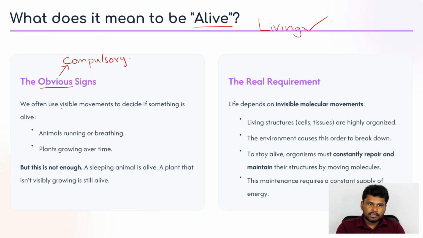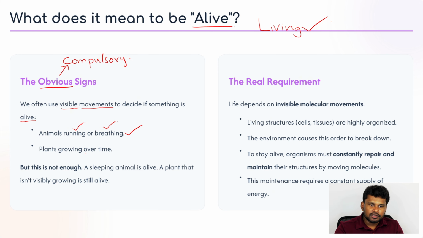We often see visible movements to decide if something is alive. So to say something is alive, we need visible movements, right? Next, animals running and breathing. When an animal is running and when it is breathing, it shows some movement. Then we can say those animals are living.